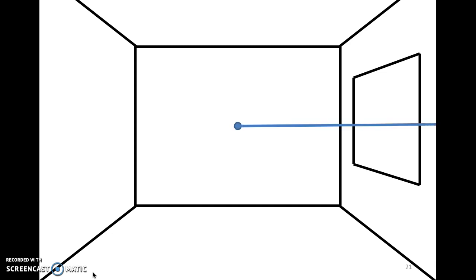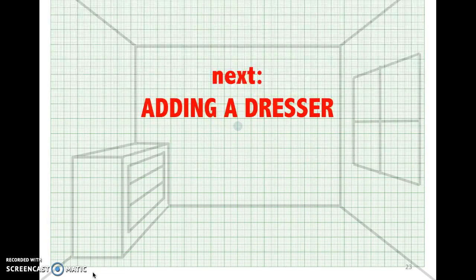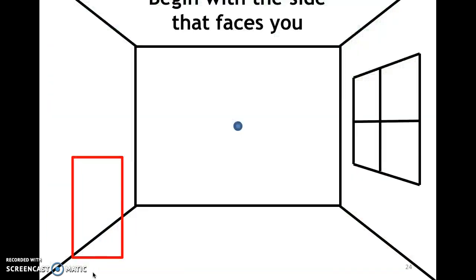For the window panels, you're going to make a horizontal line, just using that vanishing point, and a vertical line to make the cross. Next, the next object we're going to be adding is a dresser. It's going to get a little bit more difficult. Begin with the side that faces you, so you're going to basically create a rectangle shape.